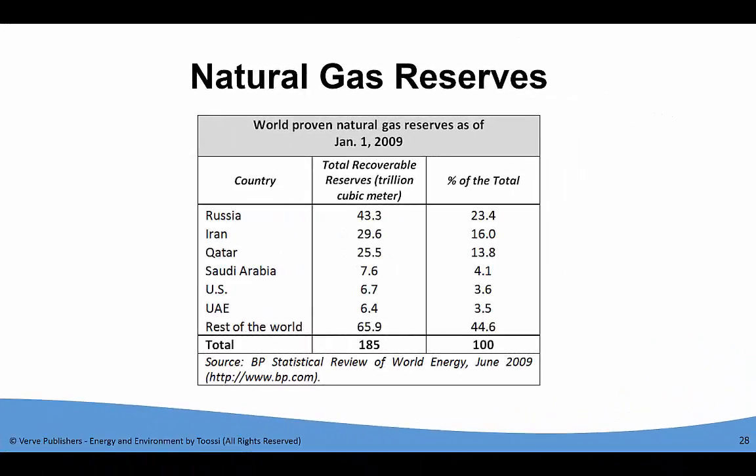Again, from this diagram, you can see that Russia, Iran and Qatar are the three countries with the most natural gas in the world. Their shares are about 23%, 16% and 30%, so roughly half of the total natural gas belongs to these three countries.